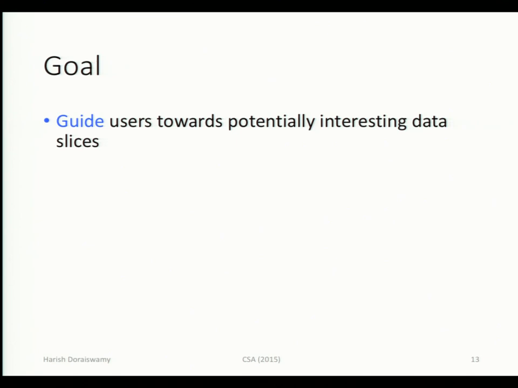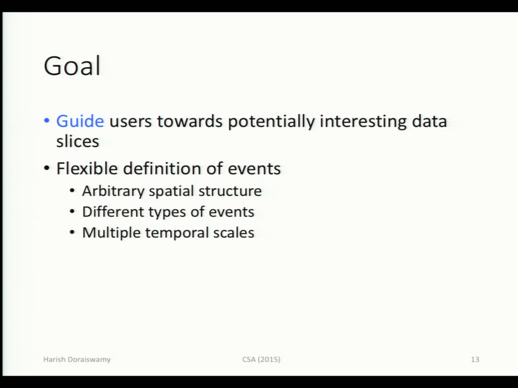Like I said, the goal here is to guide users towards interesting slices by finding these events. But we want the kind of events to be flexible. What do I mean by flexibility? It can have an arbitrary shape. For example, the bike tour is along one avenue, but you could also have some other event which blocks one whole block or two consecutive blocks, which has a different shape. We want different types of events, not just where something is missing, but also where something is abundant. And we also want different temporal scales. We don't want something that happens for just maybe 2 hours, but something that happens on a daily or weekly basis. We want events that span multiple temporal scales.